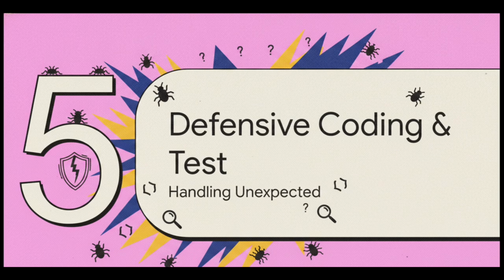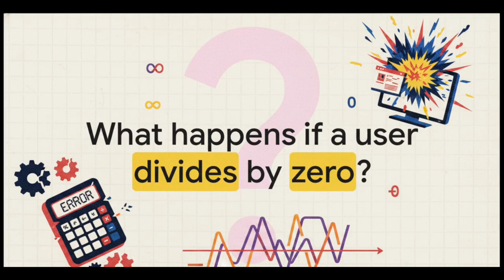Section 5. Defensive coding and testing. All right, here is a fun plot twist for you. Users almost never behave the way developers want them to. Seriously, I want you to ask yourself right now, what happens if a user tries to divide by 0 on your calculator? Mathematically speaking, division by 0 is undefined, right? Well, if you haven't explicitly planned for this exact scenario, your application simply doesn't know what to do.